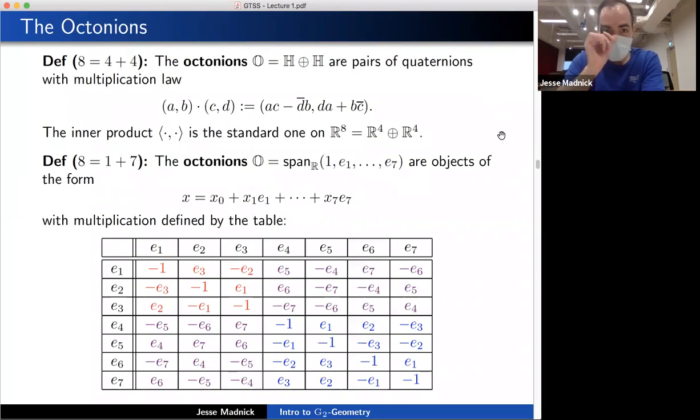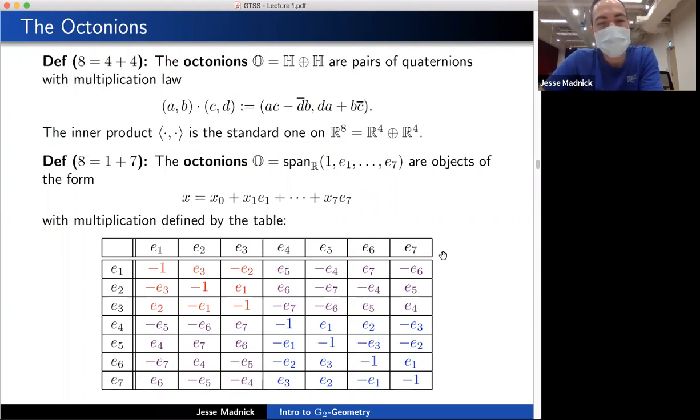But the definition that many people actually use in practice is this. It's just the span of these 8 elements: the number 1 and 7 oriented orthonormal vectors. An octonion is just something like this. Addition is defined, again, in the obvious way, and the multiplication is defined by this table.